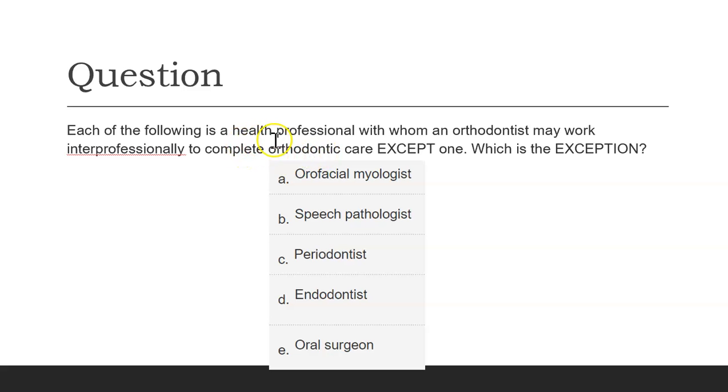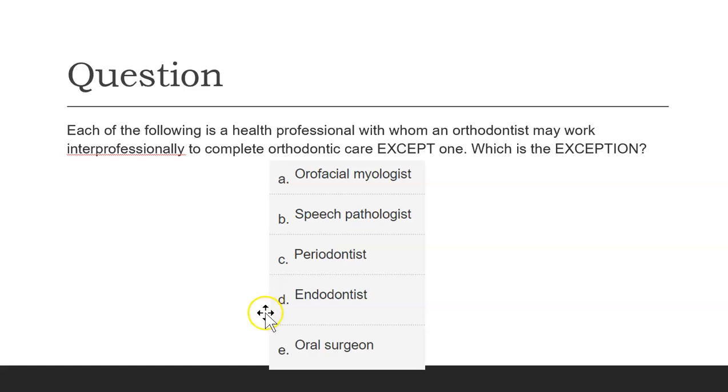So each of the following is a health professional with whom an orthodontist may work interprofessionally to complete orthodontic care, except one. Which one is the exception that an orthodontist may not likely work with? Is it orofacial myologist? Is it a speech pathologist? Is it a periodontist? Is it an endodontist? Or is it an oral surgeon?